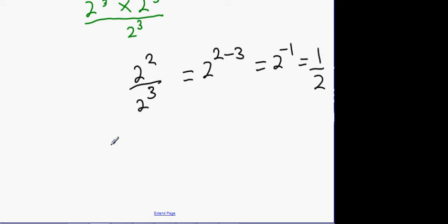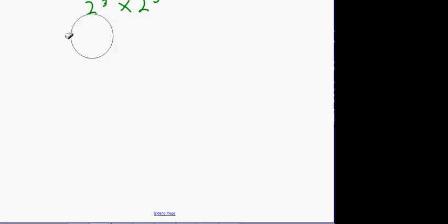It's the same thing as me writing 2 multiplied by 2 on top and 2 multiplied by 2 multiplied by 2 on the bottom. And I'm still going to get 1 over 2. Same thing. Okay? Would you like to see another one of those done?